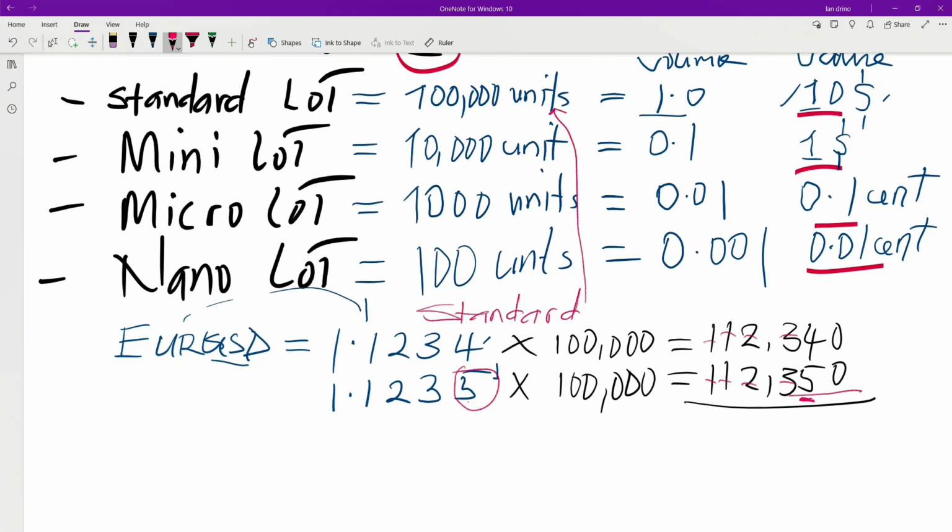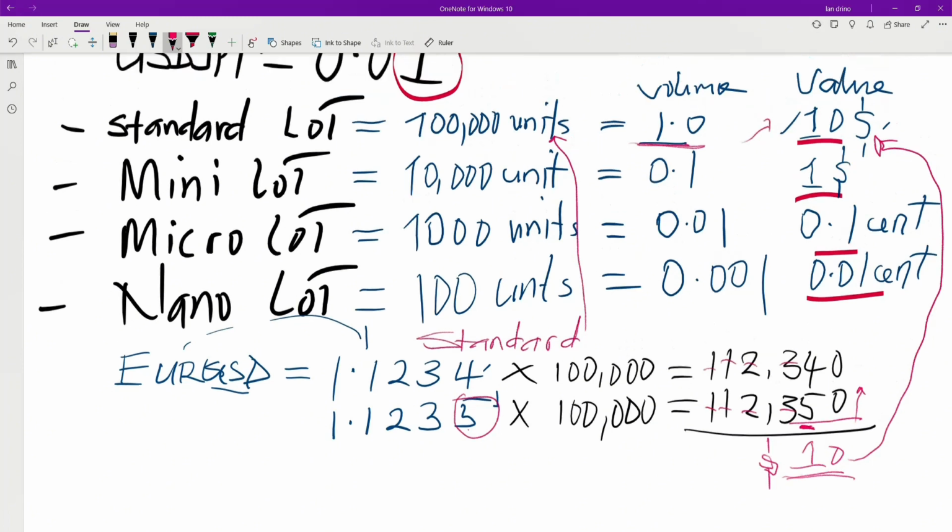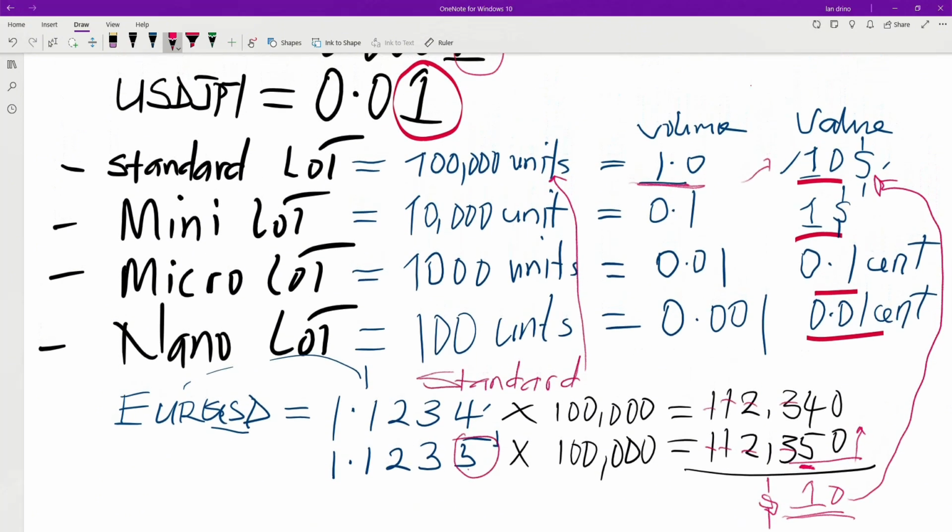So what is 50 minus 40? It is 10. And this takes us back to the value of a pip for a standard account. This is how it is gotten. I hope you understand this. So this is $10, which means EUR/USD increased by 1 pip. And this single pip movement is equivalent to $10, which is exactly what we said here. Every time the market moves by 1 pip for a standard account, the value of a pip is equivalent to 10 United States dollars. I hope it is clear.